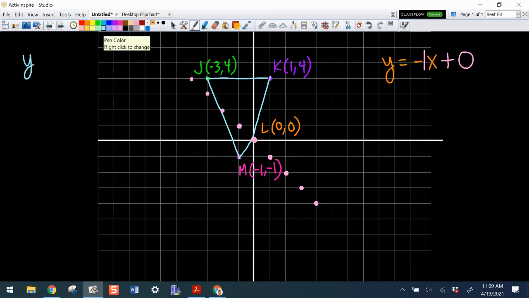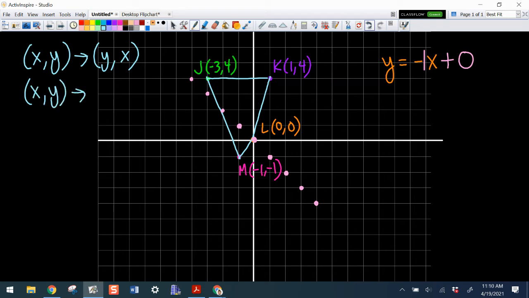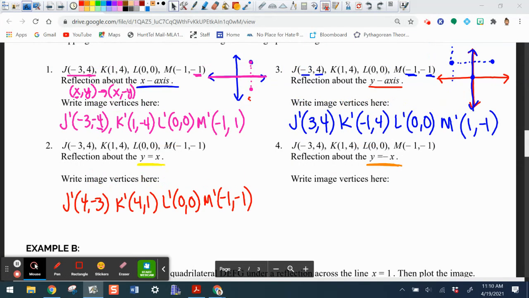So the function for the line y equals x was simply swap x and y. But the function for this reflection is you don't just swap x and y, but you change the sign of both. That's because literally y equals -x is the opposite of y equals x. So -y is the opposite of y, and -x is the opposite of x. So we're going to take each of our pre-image points and swap them and change both signs. That's how we're going to approach this one.